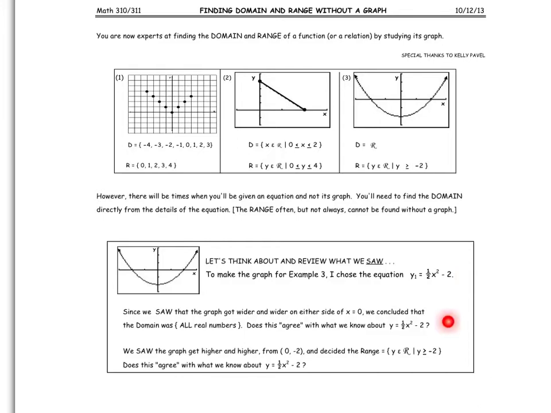However, what we saw in the graph was that the graph got wider and wider on either side of the x-axis, and therefore we concluded that the domain was all real numbers. Does this agree with what we know about the equation? Let's save that for later. We also saw that the graph got higher and higher, starting at (0, -2) going up, and going up on the other side. And because of that, we concluded that the range was all real numbers bigger than or equal to -2. However, does the equation agree with what we just found?